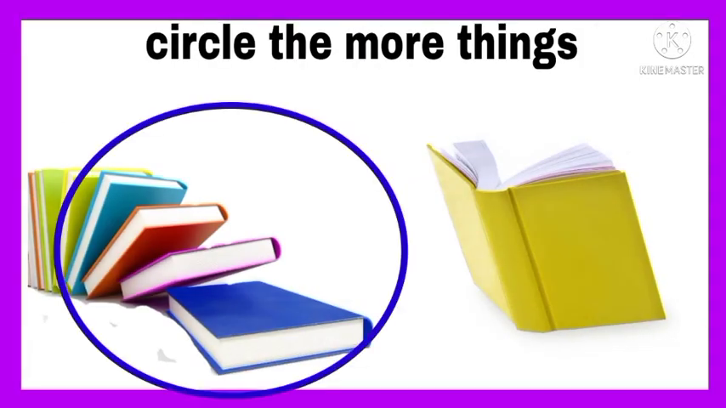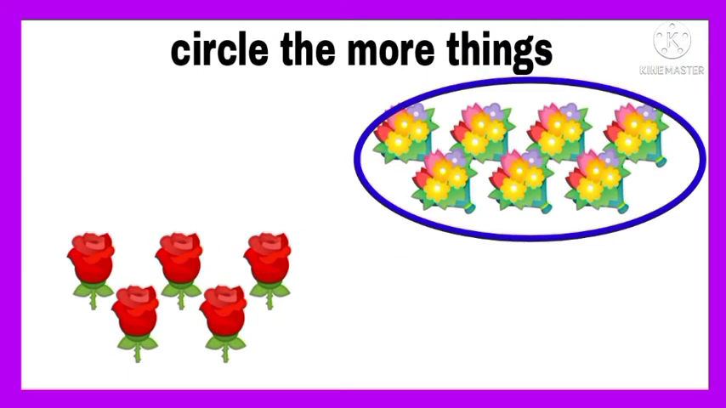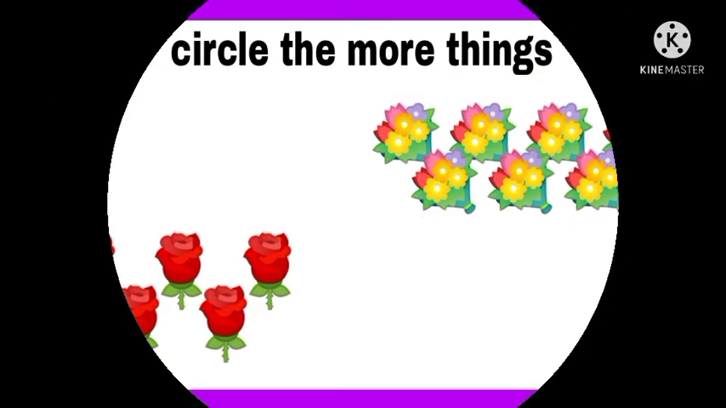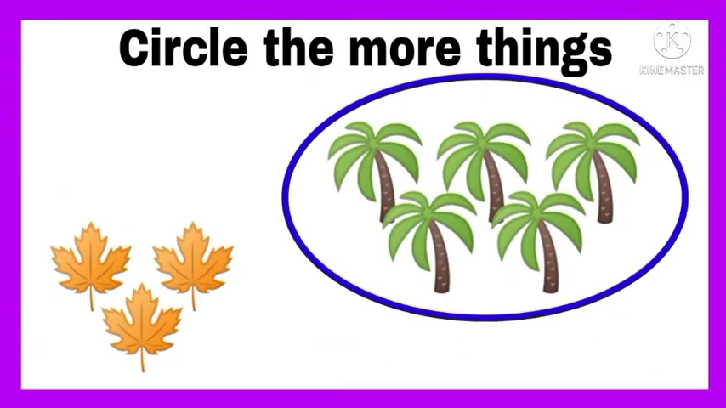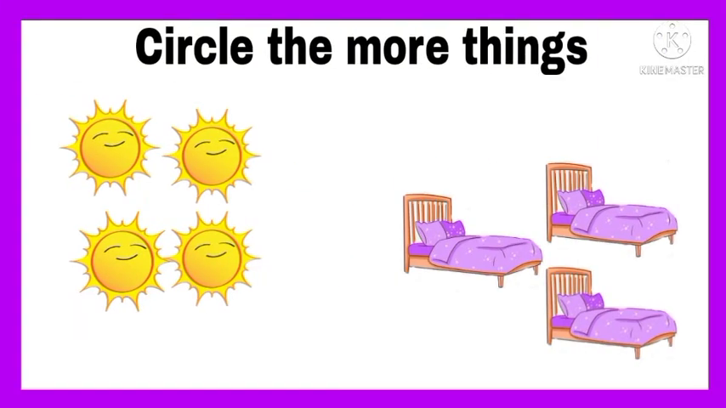Circle the books that are more. Circle the flowers that are more in numbers. Circle the objects that are more in numbers. Which objects are more? Circle them.